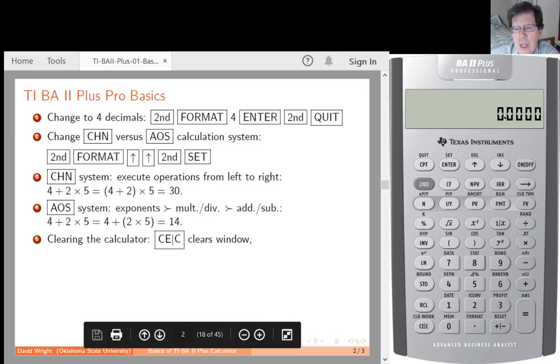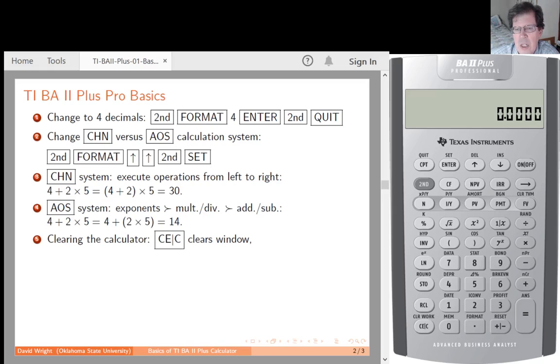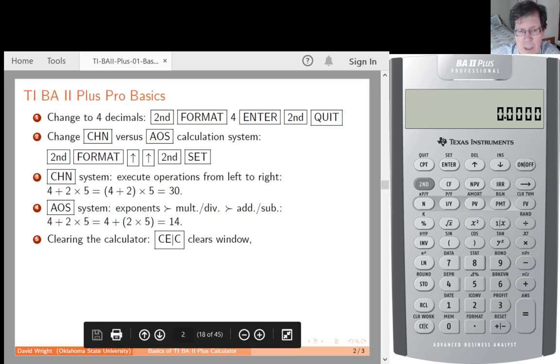Now, if I want to clear the calculator, the basic clear button is down here, CE/C. That has a couple of meanings in a different context, but one thing is it just clears the window and puts a 0 back there.